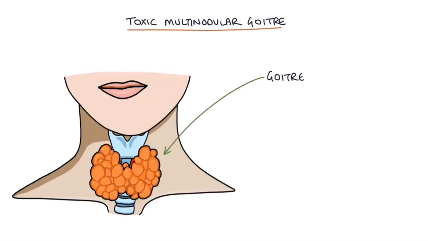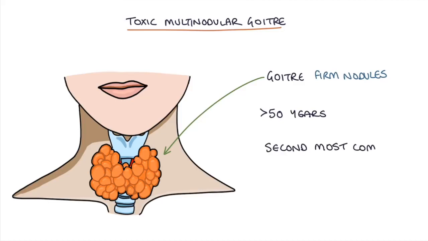Some of the features of toxic multinodular goiter: you'd have a goiter, and then when you palpate it during your thyroid exam, you'd feel firm nodules. Most patients with toxic multinodular goiter are above 50 years old, and just as a reference point, toxic multinodular goiter is the second most common cause of thyrotoxicosis.